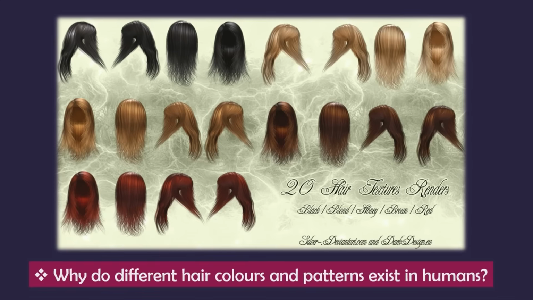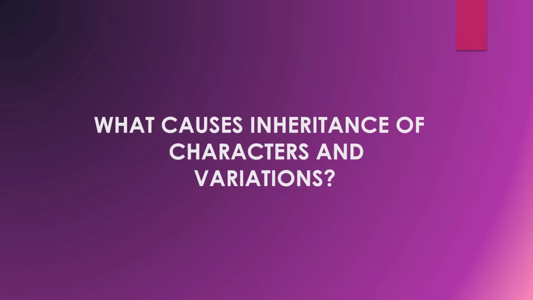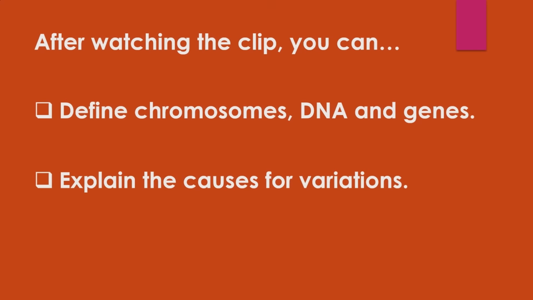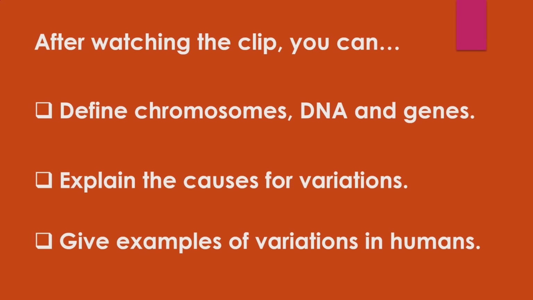And now the exploration phase of the period. I will use a video clip to introduce variations. What causes inheritance of characters and variations? By the end of this clip, you can define chromosomes, DNA and genes, explain the causes for variations, and give examples of variations in humans.